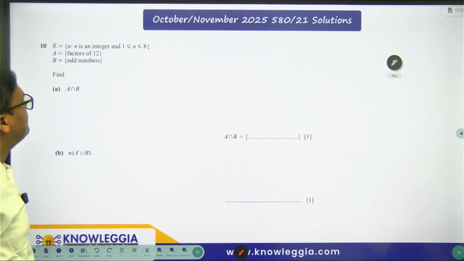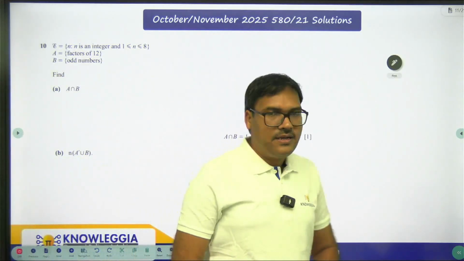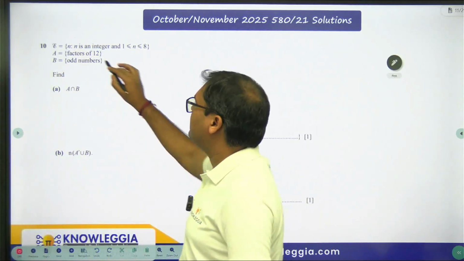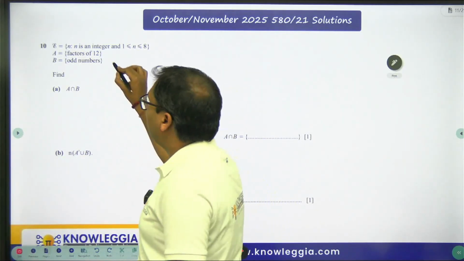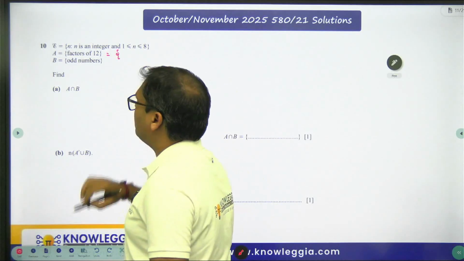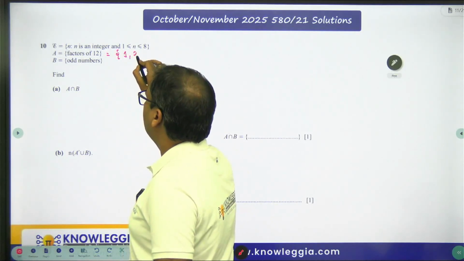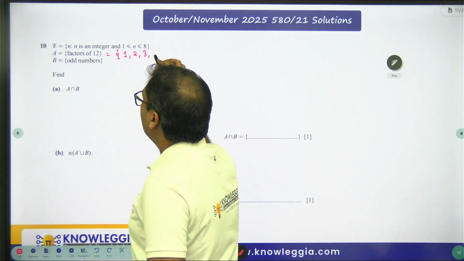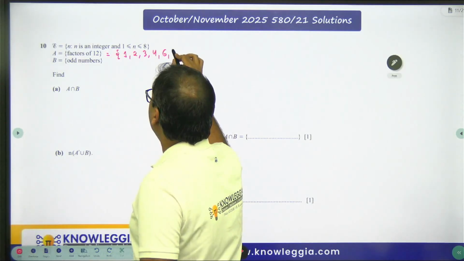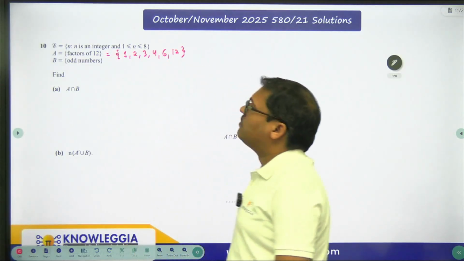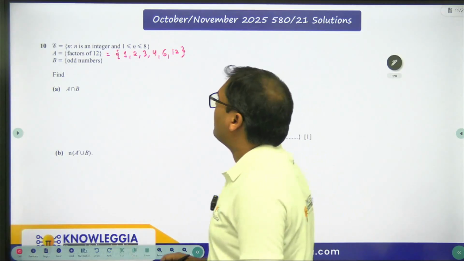Now the next question is, n is an integer which is between 1 and 8. A is a factor of 12. Now set A is the factors of 12, so let's write all the factors of 12, which are 1, 2, 3, 4, 6, 8, 9, 10 are not, and 12. These are the factors of 12. Okay.